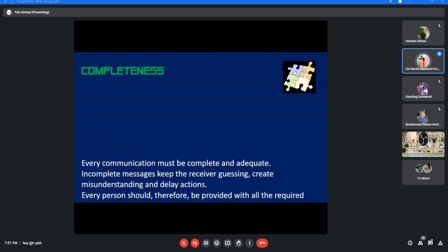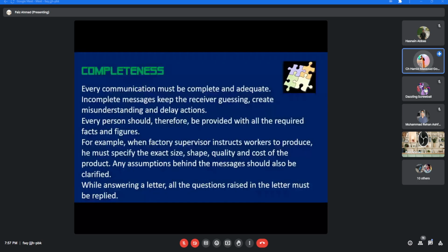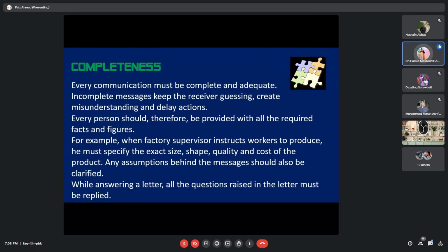First is completeness. Your communication must be complete and enough, adequate. Incomplete message keep the receiver guessing, create a misunderstanding, delay actions. So every person should therefore be provided with all the required facts and figures. For example, when factory supervisor instructs worker to produce, he must specify the exact size, shape, quality, and cost of the product. Any assumptions behind the message should also be clarified.